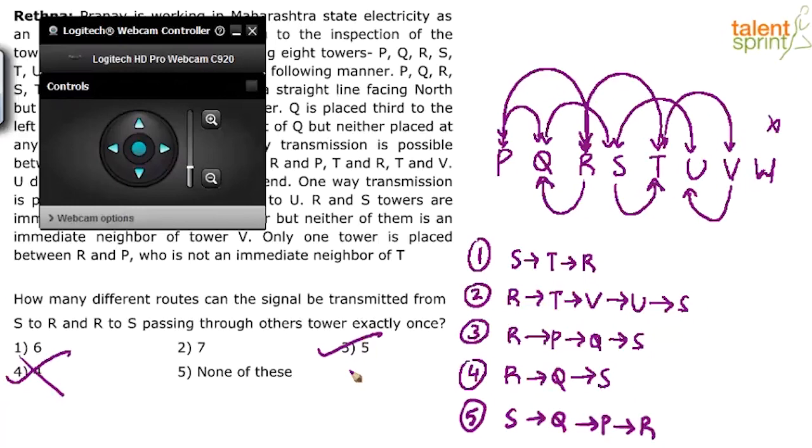5 ways. Maybe if you find one more way it can be 6 also, but I think 5 is the answer, right? Or is there a 6th way? Let me just check. No, I think 5 is the answer. Alright, option 3, 5.